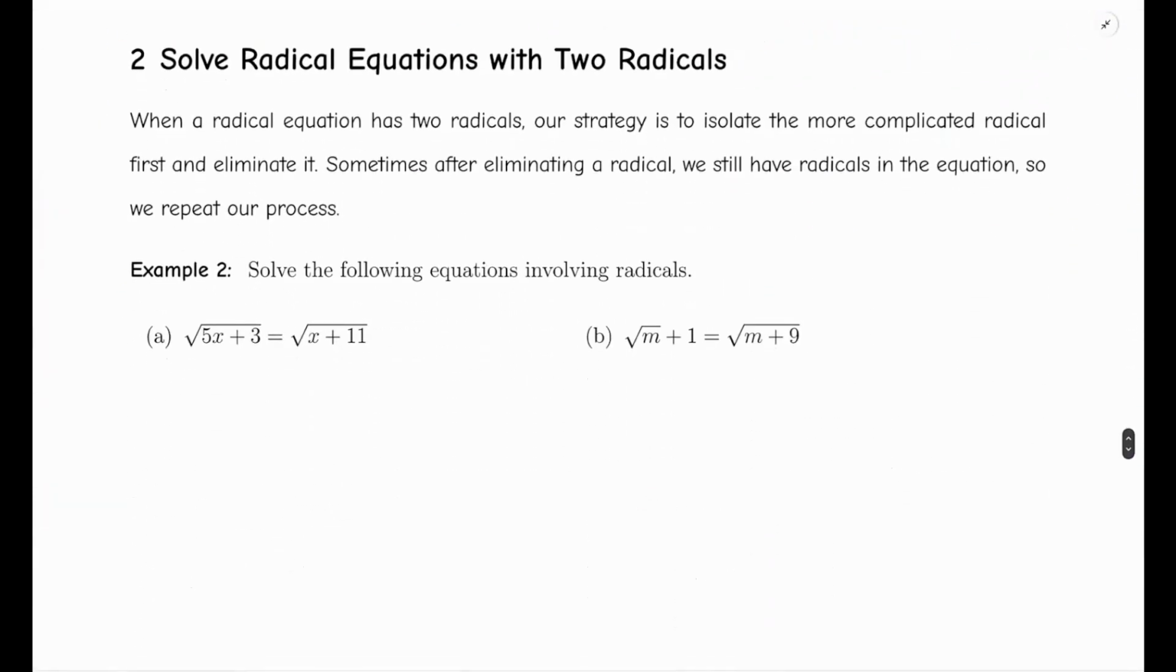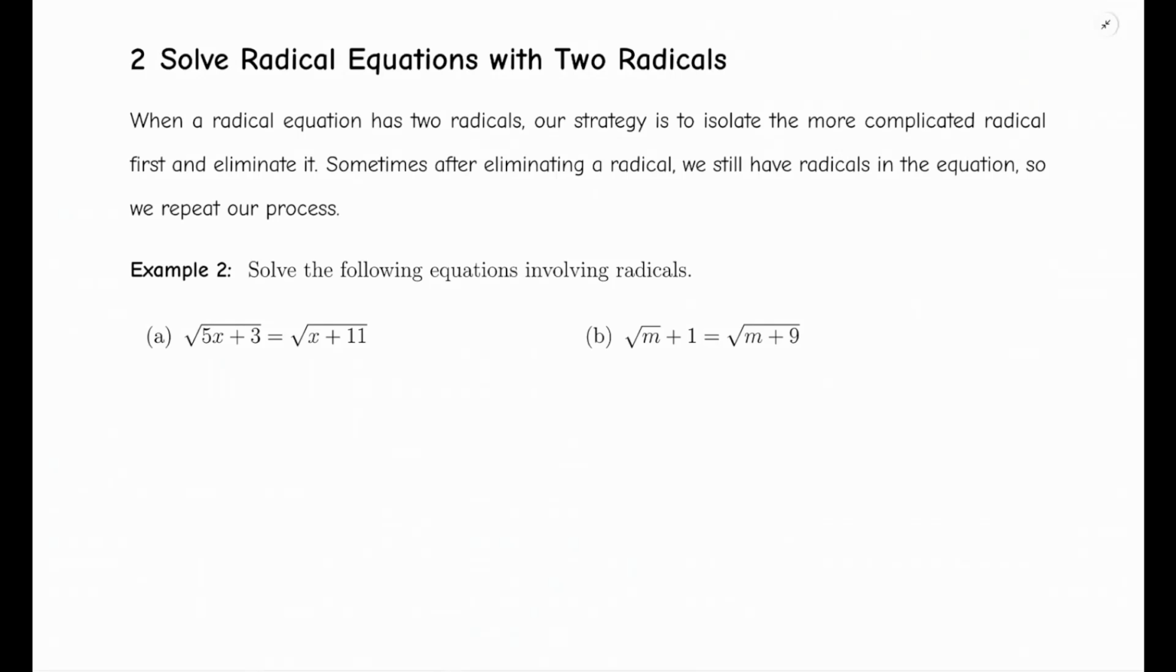Part 2, solve radical equations with two radicals. When a radical equation has two radicals, our strategy is to isolate the more complicated radical first and eliminate it. Sometimes after eliminating a radical, we still have radicals in the equation, so we repeat our process. Example 2, solve the following equations involving radicals. Part A, square root of 5x plus 3 equals the square root of x plus 11.